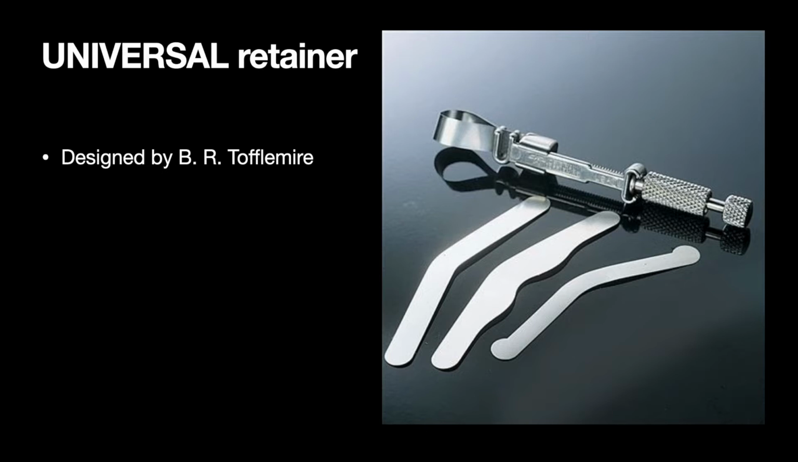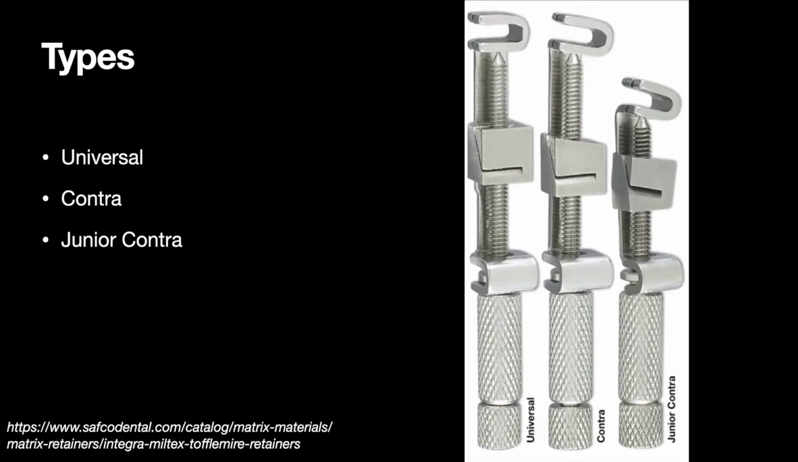which is nothing but the Tofflemire retainer. The Tofflemire retainer was introduced by Dr. B.R. Tofflemire. Now, when it comes to the Tofflemire retainer, there are three types available in the market. One is the universal Tofflemire, which is straight. Second is the contra angle Tofflemire, which has the anterior assembly at a 45-degree angle. Third type of Tofflemire retainer is used for pediatric cases, and it is called the junior contra Tofflemire retainer.